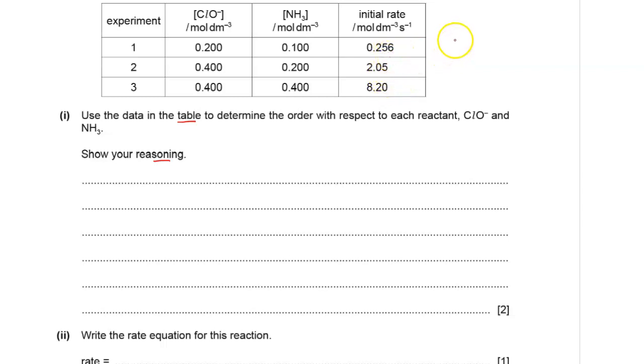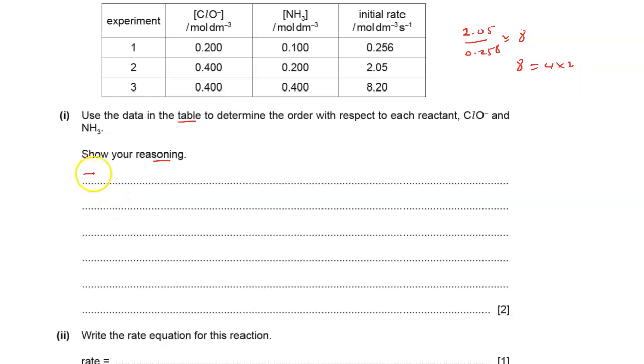Of course, when you divide 2.05 by 0.256, most likely this will give you 8. So the rate has increased by 8. So when you take 8, you find that 8 is equal to 4 times 2, and therefore doubling the concentration of chlorite ion here doubles the rate. So this is a first order reaction with respect to chlorite ion.